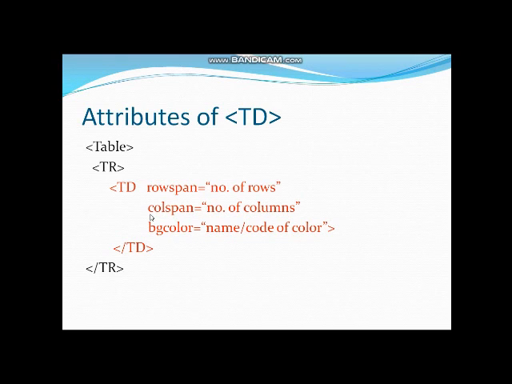So the td, okay, td has row span, number of rows, column span, number of columns, BG color, name and code of color. Now I know you have understood only BG color. Now what is this row span and column span? What is span? When we measure something with one hand, with the palm, that is your span. You call it span, right? Now I am going to tell you what is row span and column span. This will be clear with the diagram.